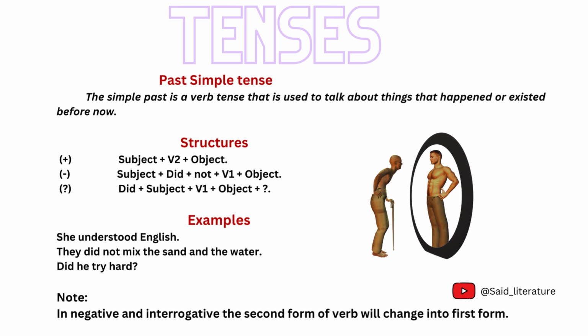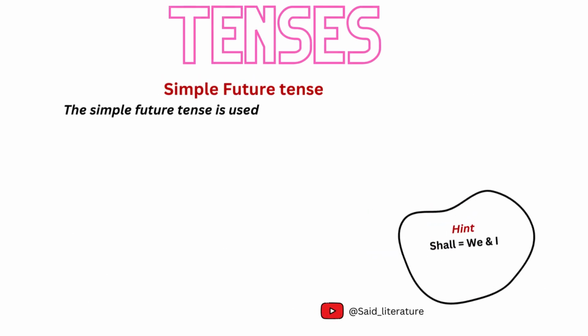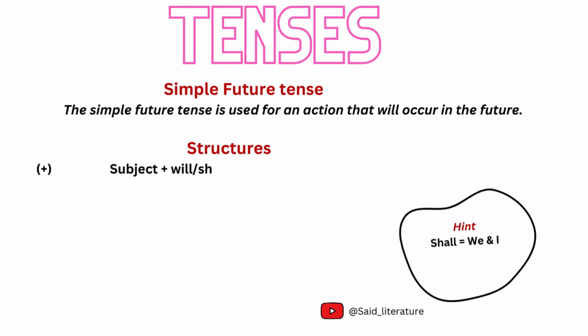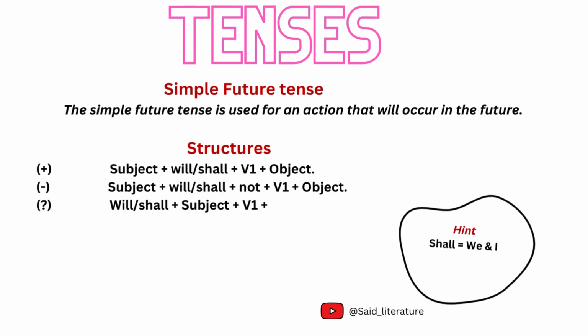For example, she understood English. They did not mix the sand and the water. Did he try hard? Note, in negative and interrogative, the second form of verb will change into first form. Next is future simple tense. The simple future tense is used for an action that will occur in the future.